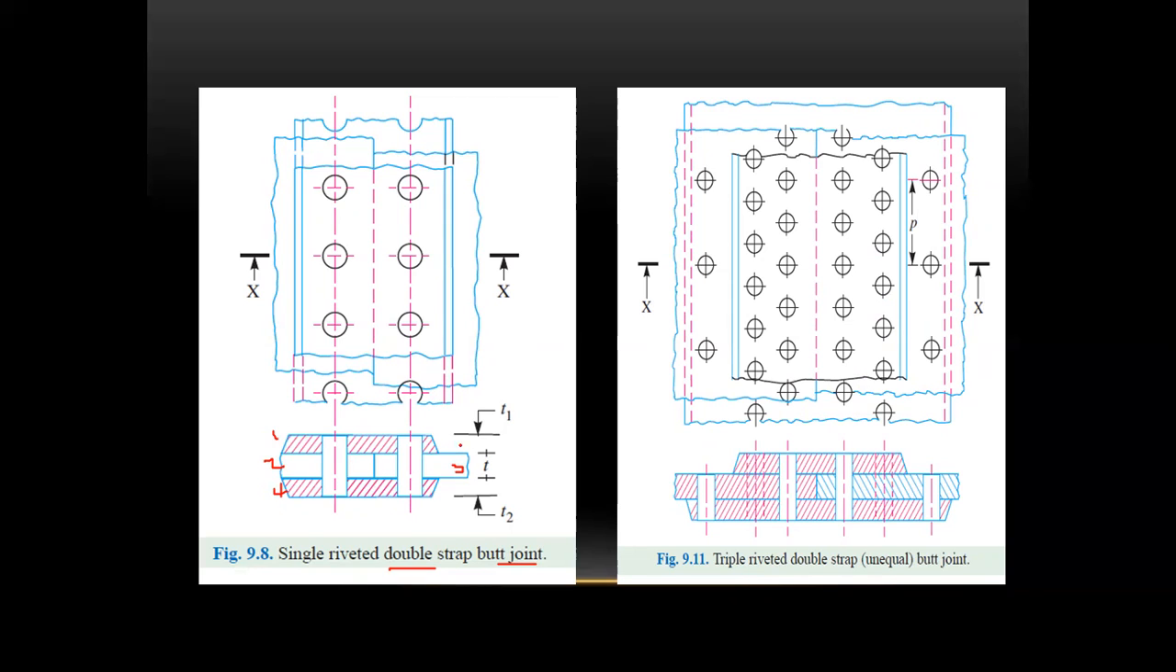So we have thickness T1, thickness T, thickness T2. Okay? Now see here.